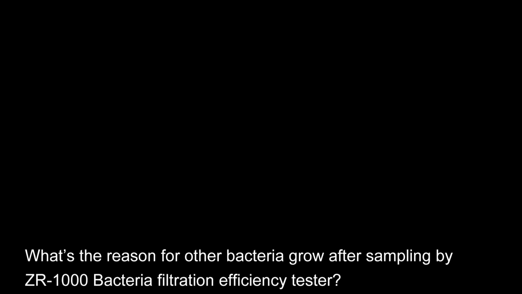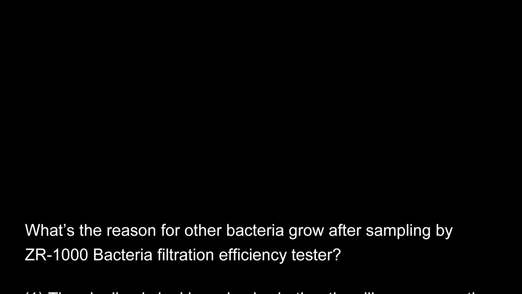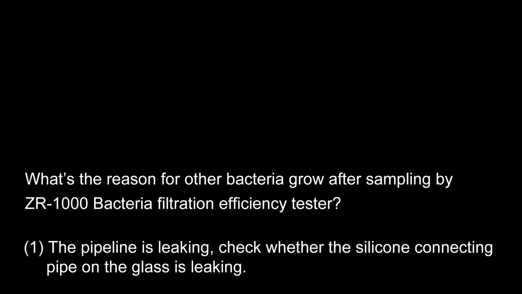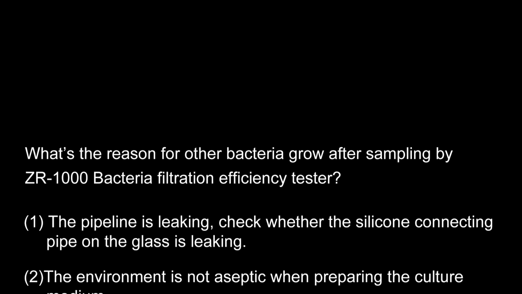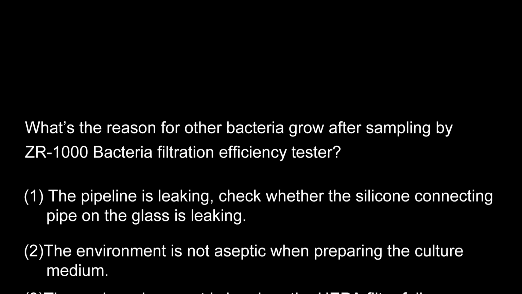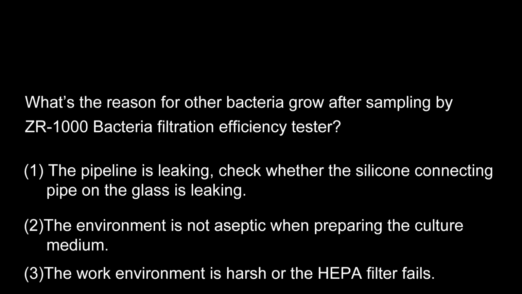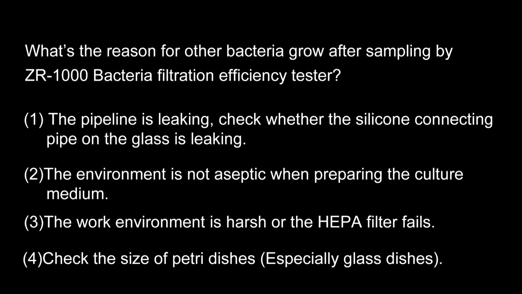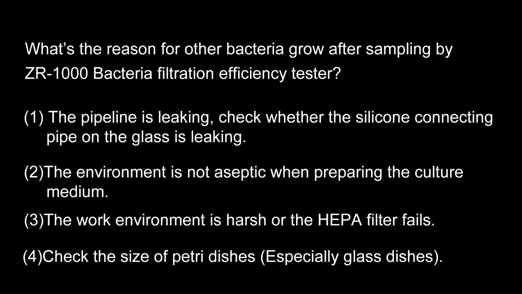What's the reason for other bacteria growing after sampling by the ZR-1000 Bacterial Filtration Efficiency Tester? The pipeline is leaking. Check whether the silicon connecting pipe on the glass is leaking. The environment is not aseptic when preparing the culture medium. The work environment is harsh, or the HEPA filter fails. Check the size of petri dishes, especially glass dishes.